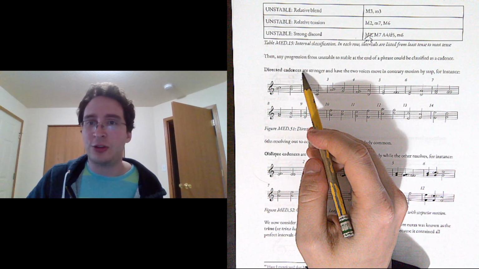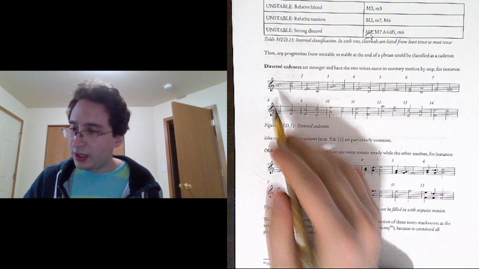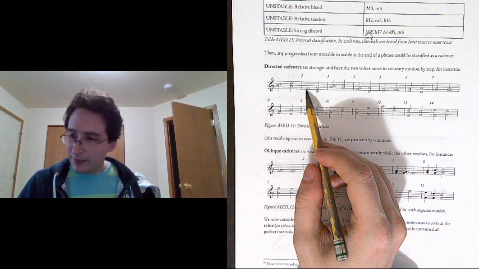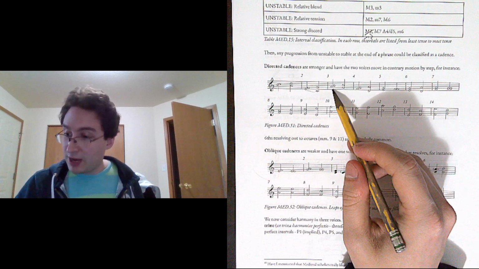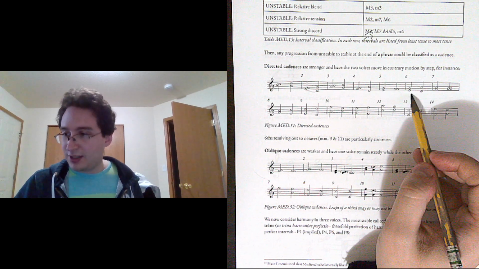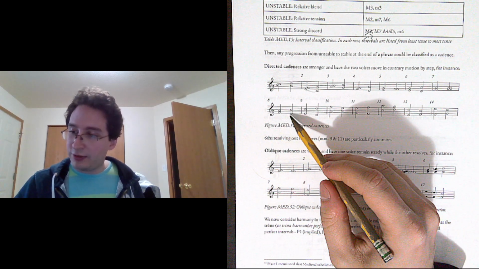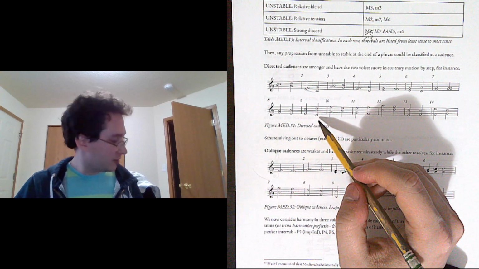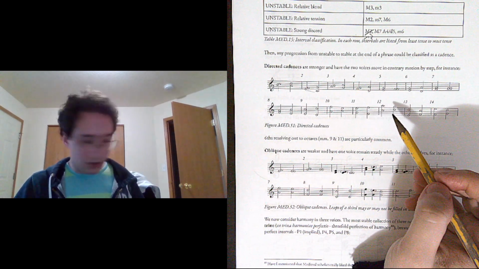So we have directed cadences that are stronger and have the two voices move in contrary motion by step. So here are some examples. We have a second going out to a fourth, going out to a fifth, so it's close enough. Sorry, major second, minor third, coming into a unison, or going out to a fifth, major third into a unison, or out to a fifth, minor sixth, that terrible interval, out to an octave, or into a fourth, major sixth now, out to an octave, or into a fourth.